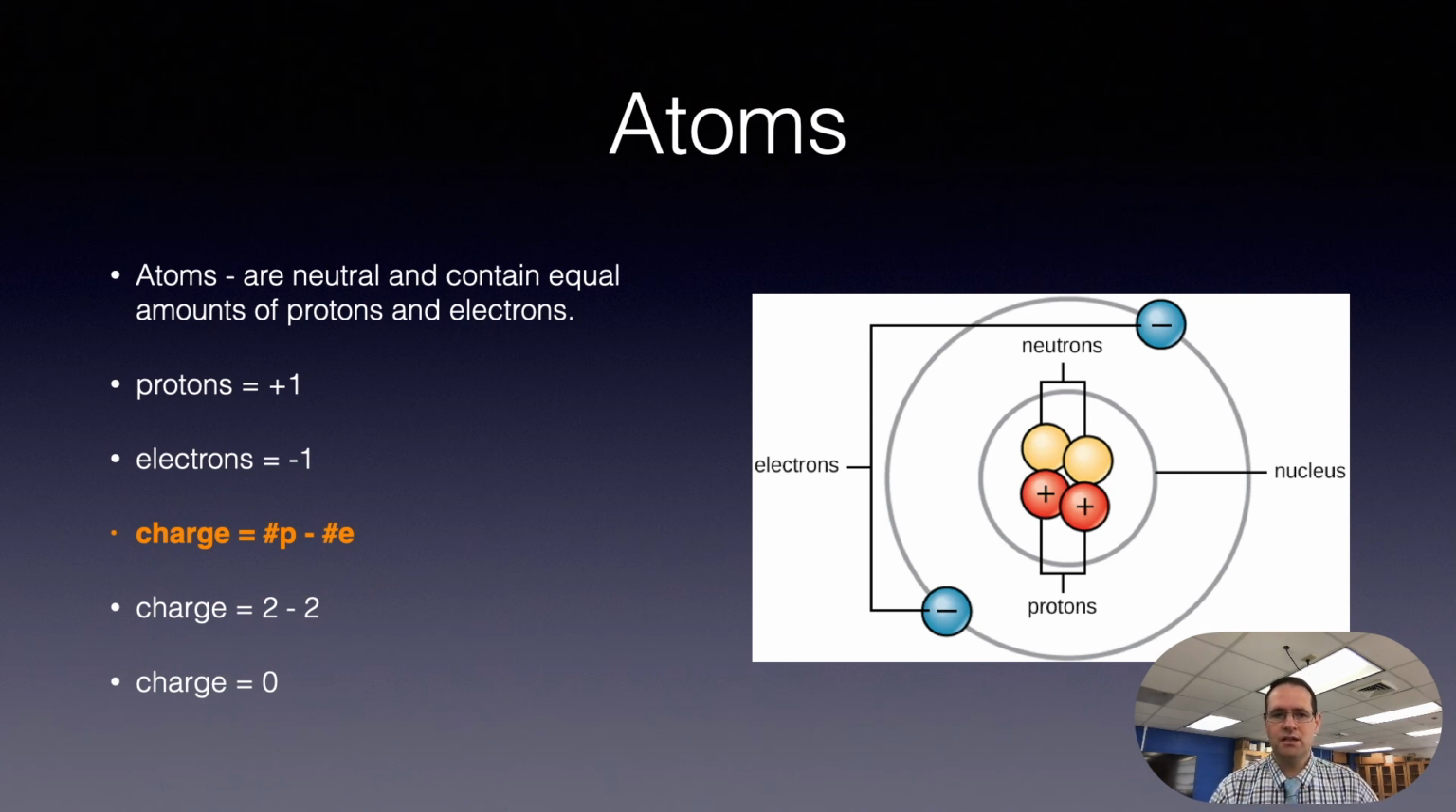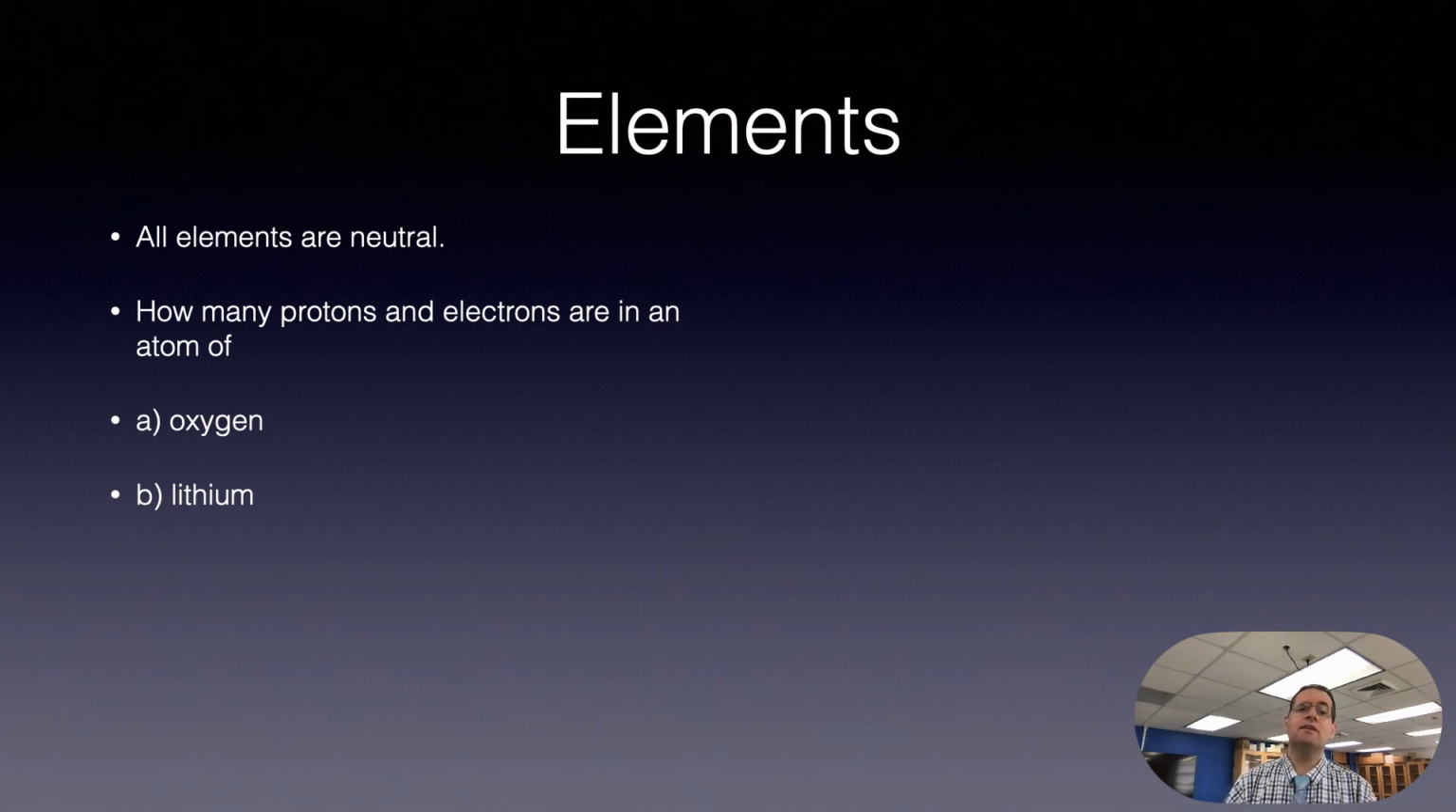There's 2 protons. Let's count the electrons. There's 2 blue negatively charged electrons in this model. So 2 minus 2 is equal to 0. So this is a neutral atom with a charge of 0. All elements are neutral, okay? So let's work through a couple of examples.